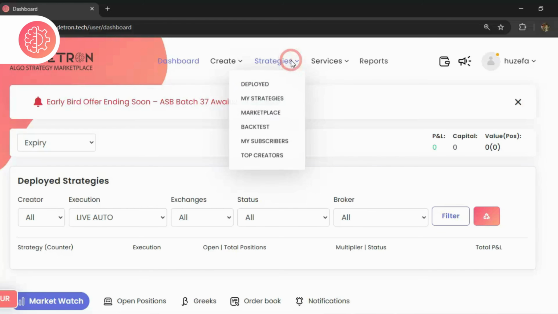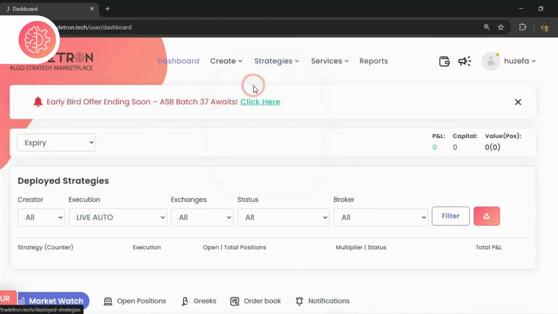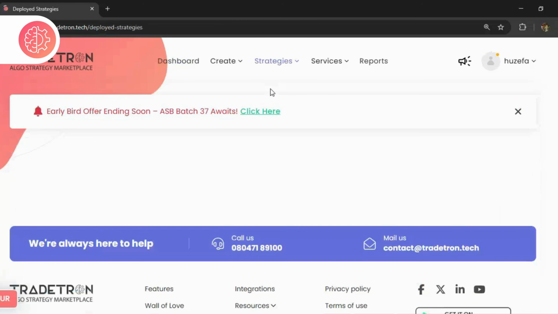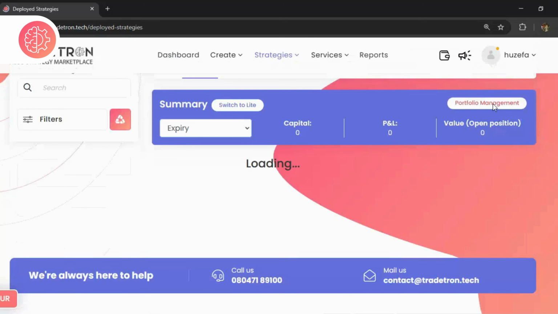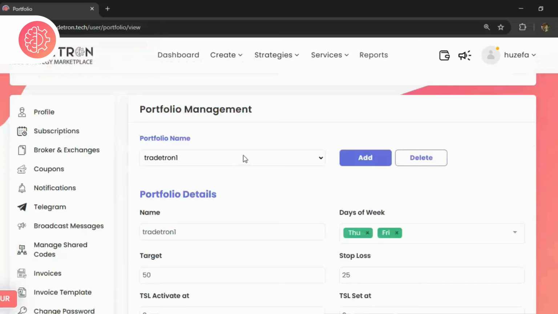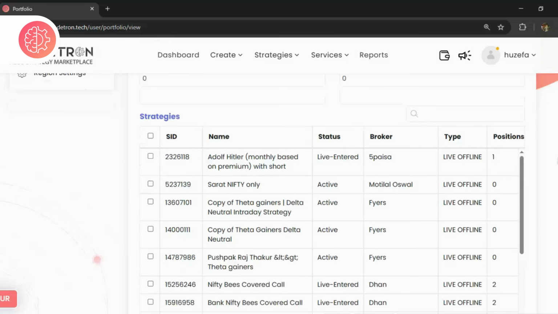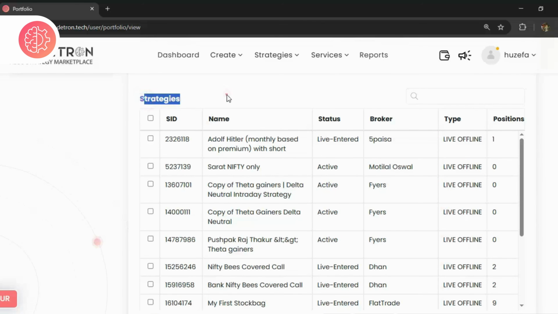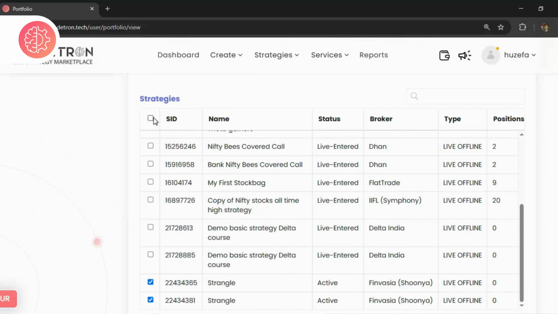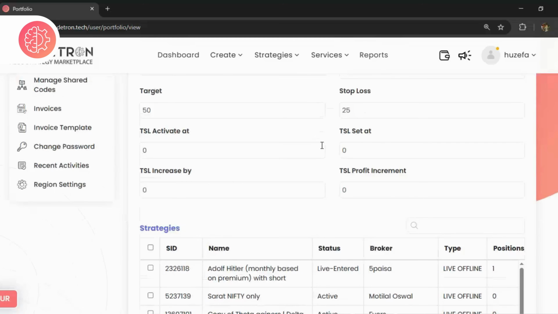Before going into the portfolio management, let's do a quick recap of how exactly you are supposed to build your own portfolios. So in order to go to this page, just go to the portfolio management section in the deployed page, and out here you'll be able to see all the different portfolios. You can add or remove a portfolio. These portfolios are basically comprised of all of the deployments that you have on Tradetron. So I can see all of the different deployments that I have added, and these deployments can basically be clubbed into any one portfolio.